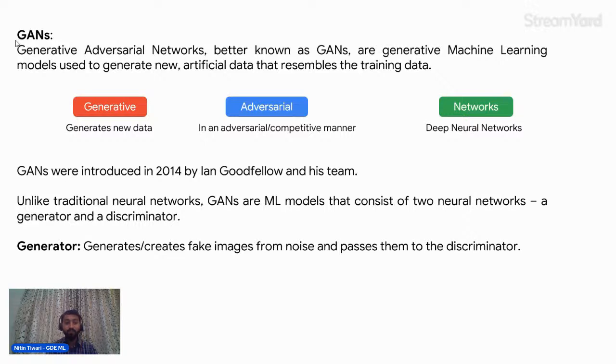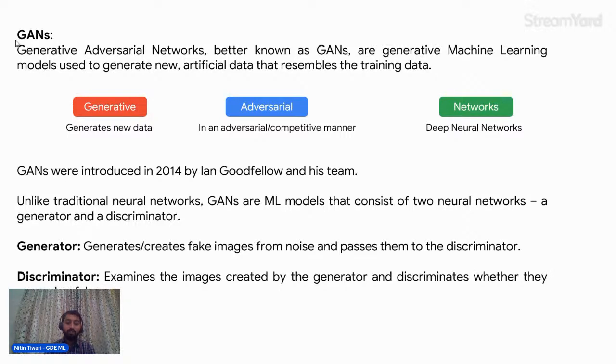The generator, as you can imagine, generates something. In this case, it will generate fake images from noise and then pass them to the discriminator. And what will the discriminator do? It will examine the images which were created by the generator in the previous step, and then it will discriminate whether these images are real or fake. So the job of the discriminator is to categorize or classify the images generated by the generator and help us find out whether these images were real or fake. This is the basic functioning of GANs.